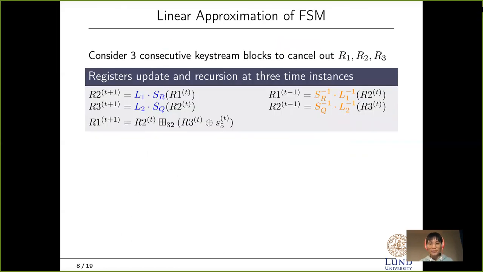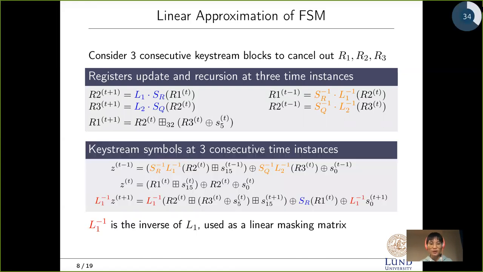Since the FSM has three registers, we would like to consider three consecutive keystream blocks to cancel them out. If we know the values of R1, R2, R3, and S5 at clock t, we could get the values of R1, R2, and R3 at clock t minus 1 and clock t plus 1, which are shown in the block. Correspondingly, we could get the keystream symbols at these three consecutive time instances, which are shown in the block. For the keystream block at clock t plus 1, we use the linear masking matrix, which is the inverse of L1.